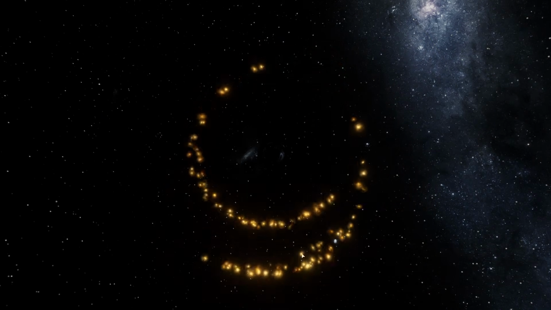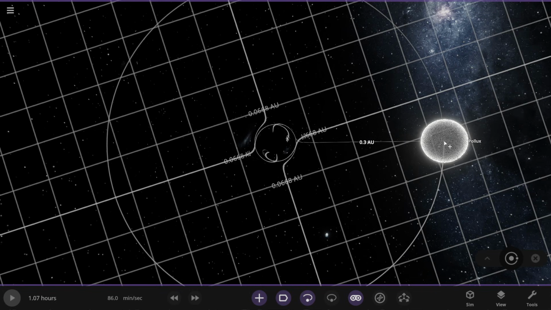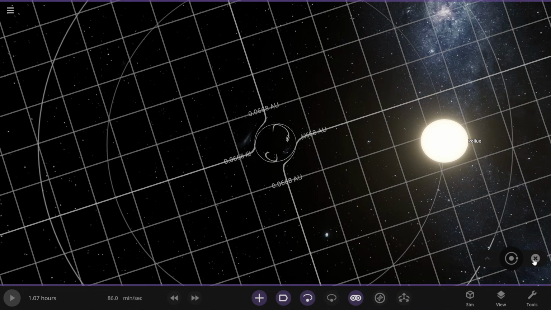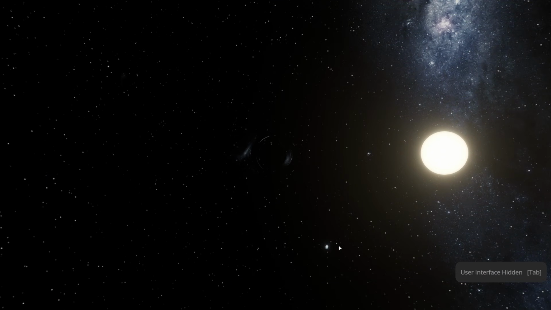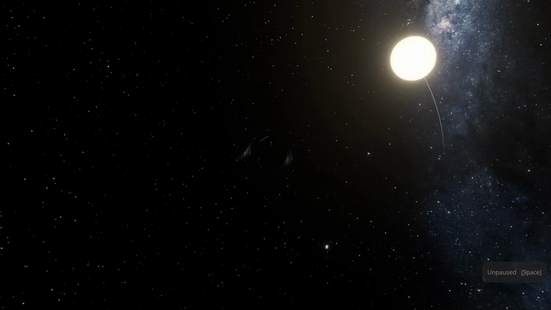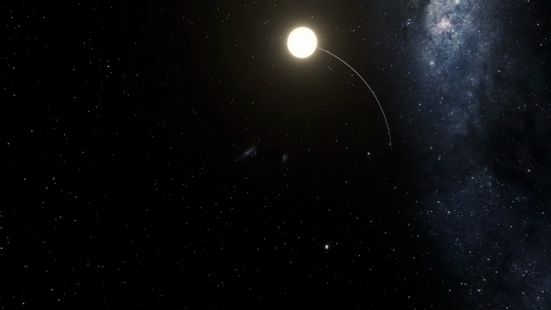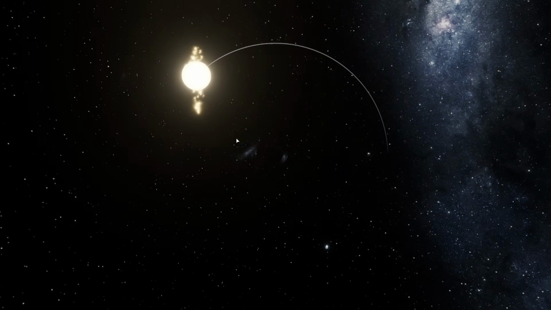Whoa, everything's so fast. Why didn't I slow down time? Oh no. So, this is my third attempt. I've already slowed down time, and I'm placing the star Pollux at a distance of 0.3 astronomical units from the center of the black hole. I'm starting the simulation. This time, 5 minutes are passing per second. And there we go, the animation is now starting.